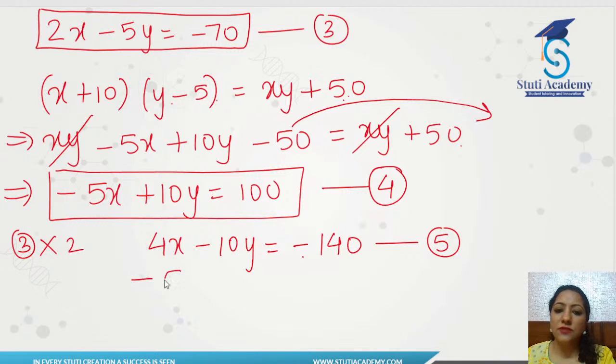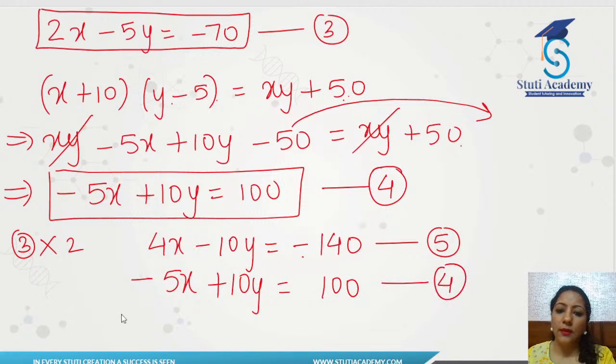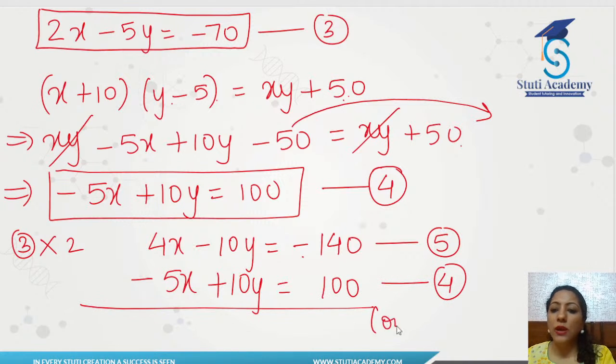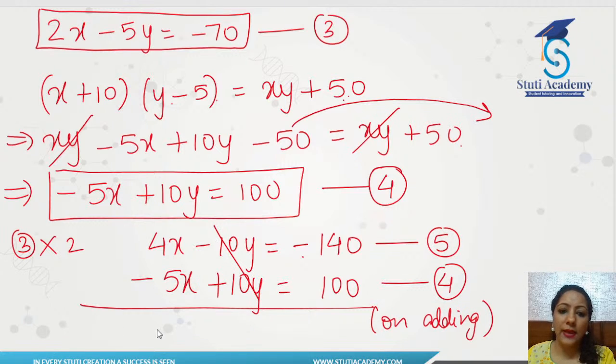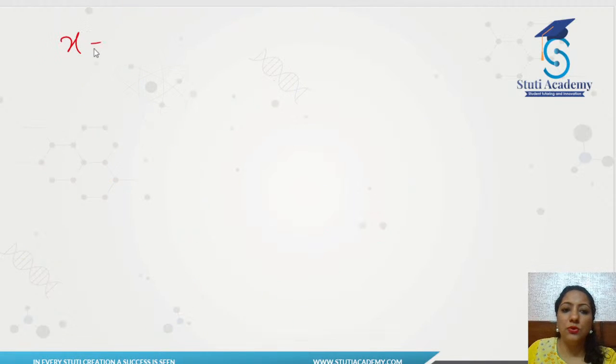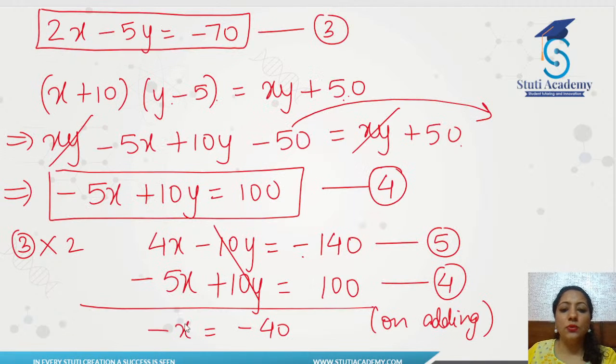So it's minus 5x plus 10y is equal to how much? 100. That's the fourth equation. Now we are going to add these two. This will get cancelled, and here we'll get minus x, and here we'll get minus 40. So here we have x is equal to 40, because minus and minus will get cancelled. We have x equal to 40 here.